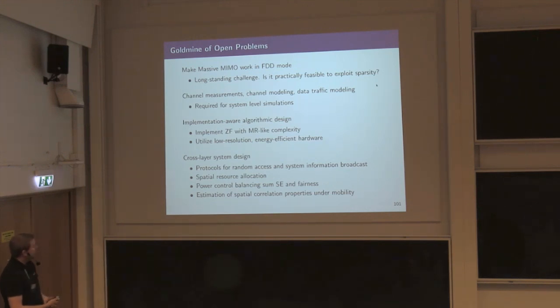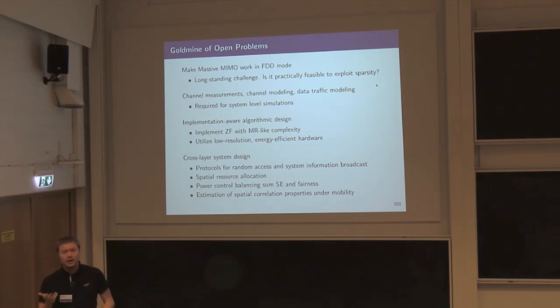Cross-layer system design is also important. We have focused a lot on the physical layer and the signal processing here, but there are also protocols for random access, for system information broadcasts that are very important to make a system work. I touched briefly on the spatial resource allocation and on the power control, where it's important to balance between some performance and fairness between the users. Estimation of the spatial properties, particularly on the mobility, was something that people asked about, and that's definitely an open problem.